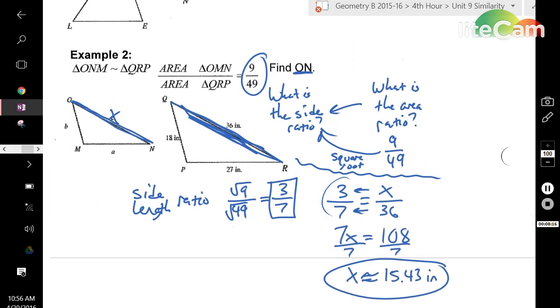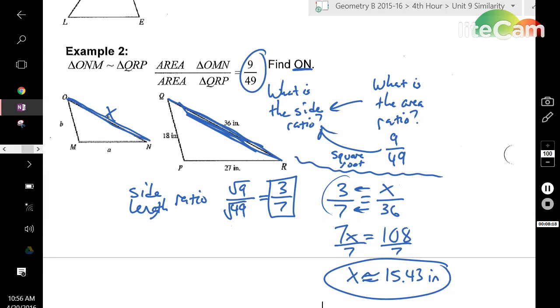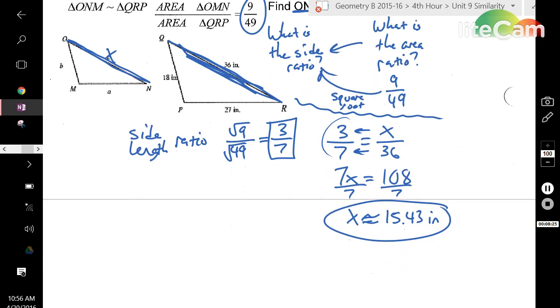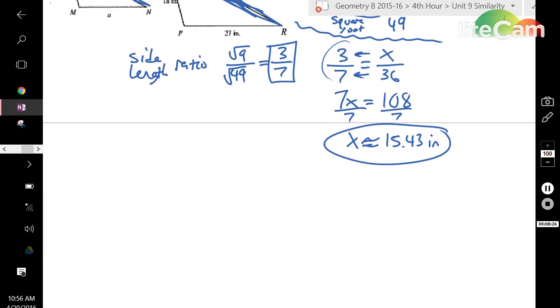So to recap, if you're looking for an area, you need an area ratio. If you don't have one of those, you need to find one using the side length ratio and squaring it. If you are looking for a side length, you need a side length ratio. If you don't have one of those, you need to take your area ratio and square root it. You definitely need to know how to go from a side length ratio to an area ratio and back. The direction in which you go between them determines whether you square the ratio or whether you square root the ratio.